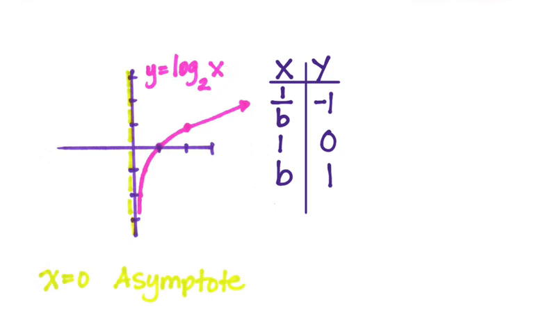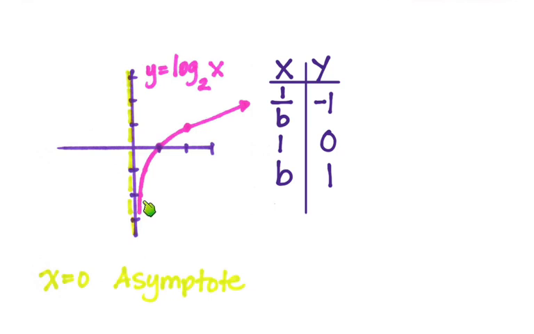And now you can see the table and say, oh, for this particular problem, I'm going to go over to 1/2 and down to -1. Then I'm going to go over to 1 and put a 0. Then I'm going to go over to the base, since my base is 2, I'm going 1, 2, and up to 1. And then connect those 3 points, and you have your logarithmic graph.